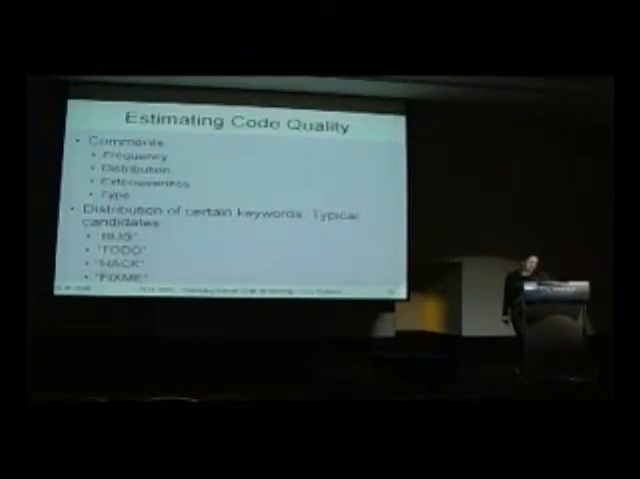So what you look at is the frequency and distribution and extensiveness and type, and you can usually just see certain patterns. I have a picture after that, I'm going to show you them. Then there's distribution of certain keywords in a file, typical candidates: bug, to-do, fix me.